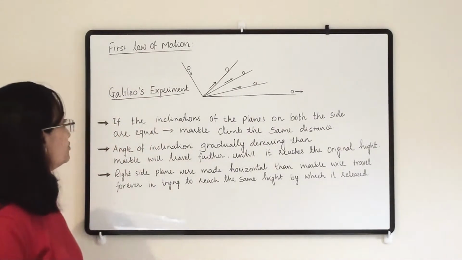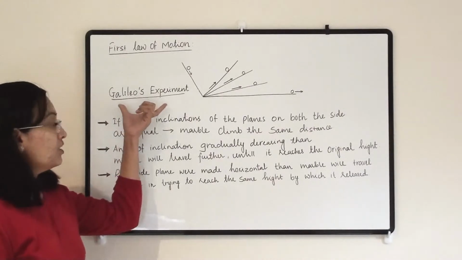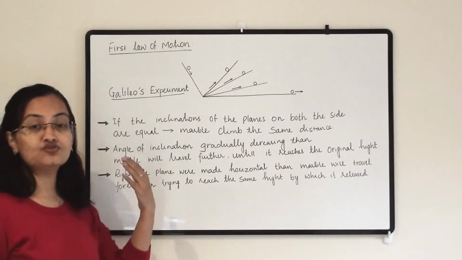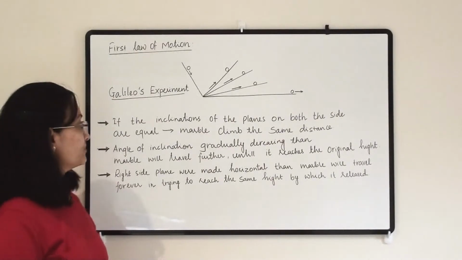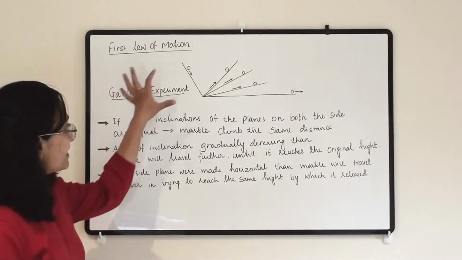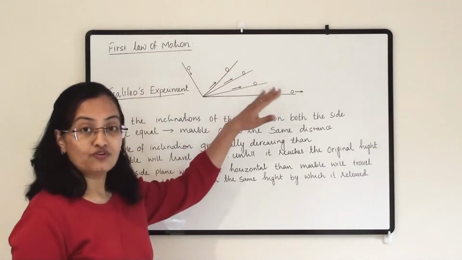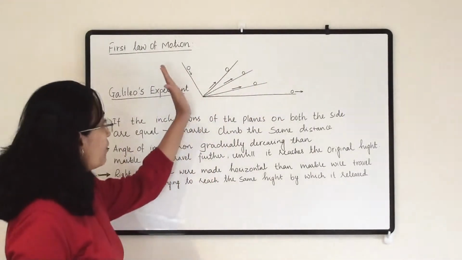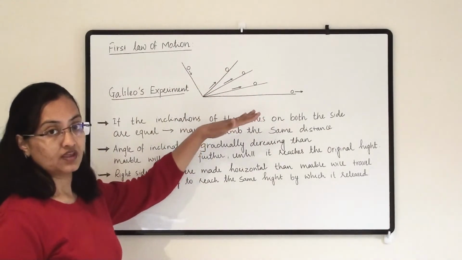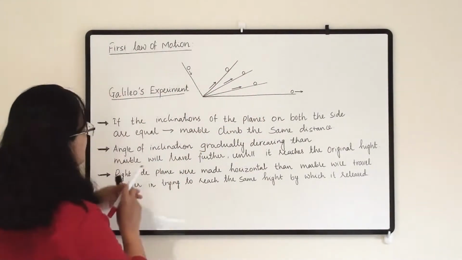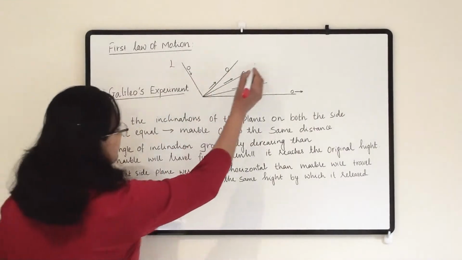So here we are going to discuss the experiment of Galileo, and we are trying to understand the first law of motion. Galileo arranged these types of planes, and they were all inclined planes and their slopes were different. So here this is the left side and this is the right side.